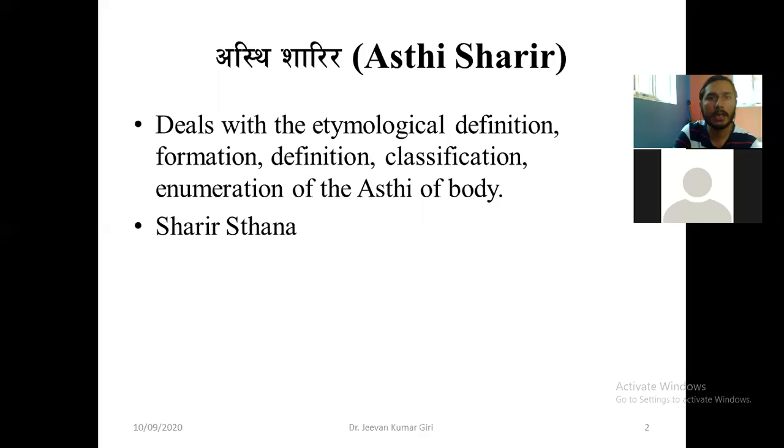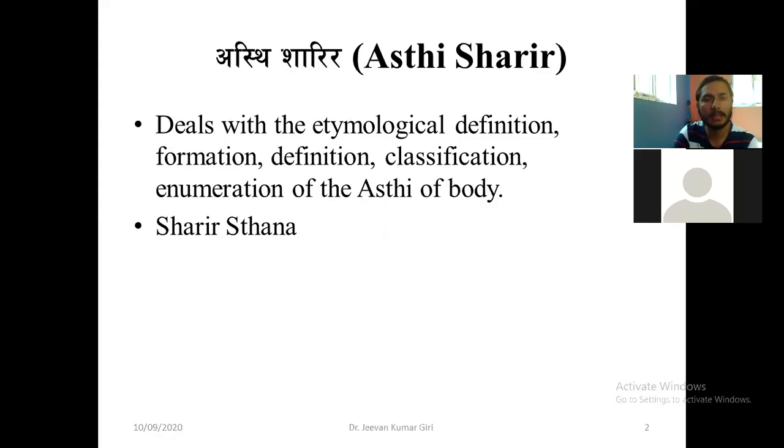Now see here, in the Asthi Sharira you will see the etymological definition, formation of the Asthi, definition of the Asthi, classification of the Asthi, and enumeration of the Asthi of the body. So all these headings you are going to deal with under Asthi Sharira: the Nirukti, Paribhasa, classification, that is the Prakara of Asthi, and enumeration, that is the Sankhya of Asthi. Total number of Asthi present in the body, we will read in the Asthi Sharira.